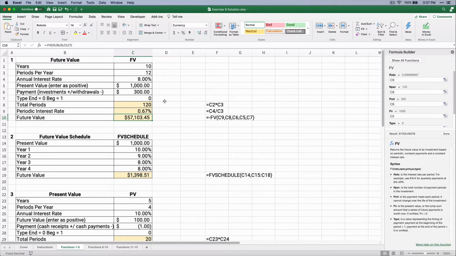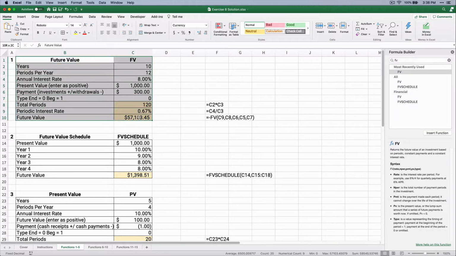I can get 8% for the year for the next 10 years. That's going to grow to $57,000. Now, what this is, and you've kind of noticed this, is a template for every future value problem now.